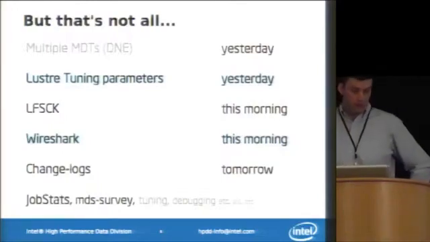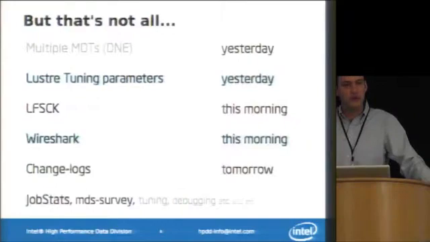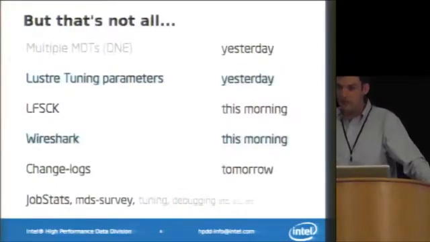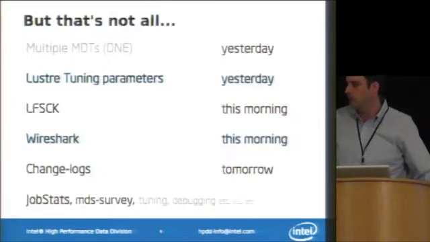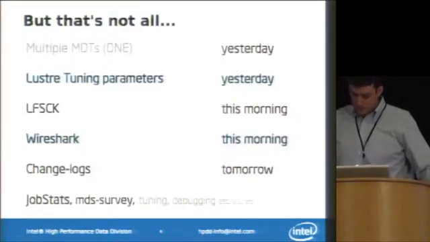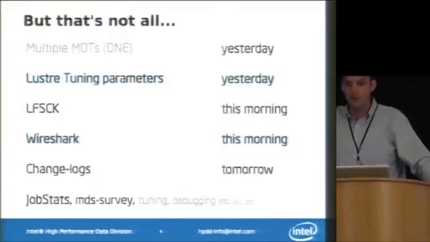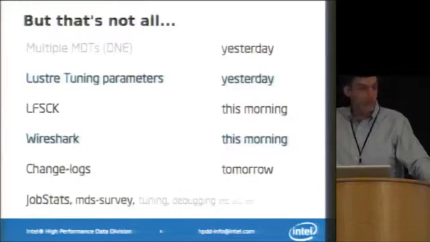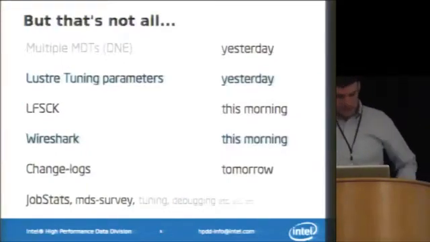Yesterday we heard Lustre tuning parameters from Bobby. Those are in the manual. Lustre FSCK from Alex: turning that on, turning that off, changing the speed, listening for its events. That's in the Lustre Manual. Wireshark from Doug. And just today, changelogs, we're going to hear about that tomorrow. Those are documented in the manual.